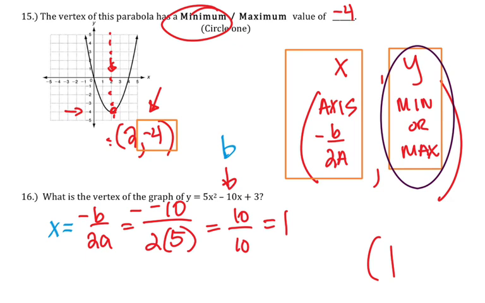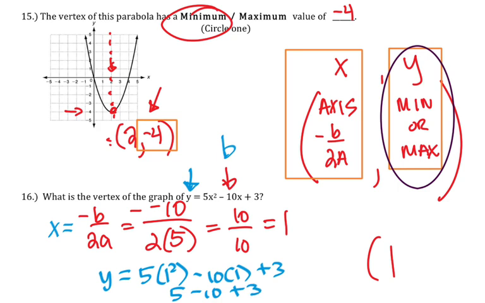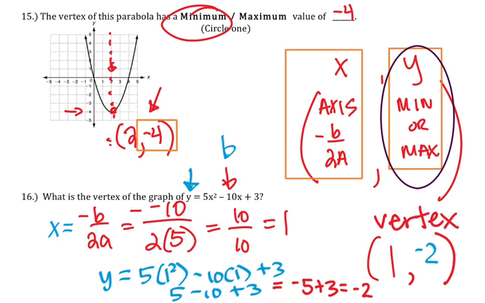To solve for y, I always substitute into the equation because it says what y equals if I only had an x. And now we know x is 1, so we substitute in 1 for wherever it says x in the equation, and we just use our pre-algebra skills and evaluate this expression. 1 squared times 5 is 5, negative 10 times 1 is negative 10, plus 3 will eventually give us negative 5 plus 3, which is negative 2. That's our vertex.